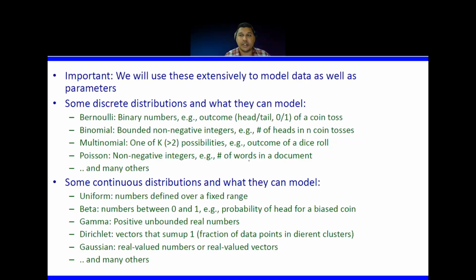So let us see different common probability distributions. We already know that we have discrete distributions and we have continuous distributions. So accordingly, we have different types of distributions. Under discrete distributions, we have Bernoulli distribution, binomial distribution, multinomial, and Poisson. There are many, but these are very commonly used or very popular distribution functions.